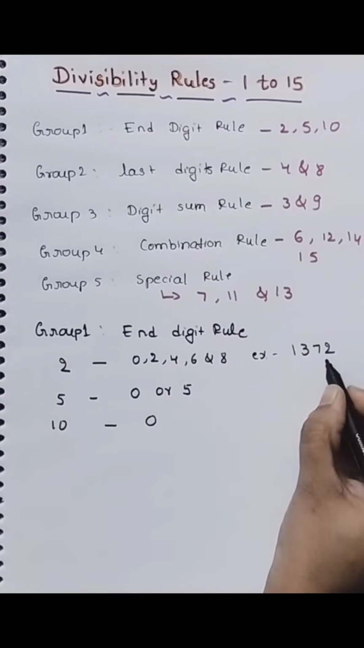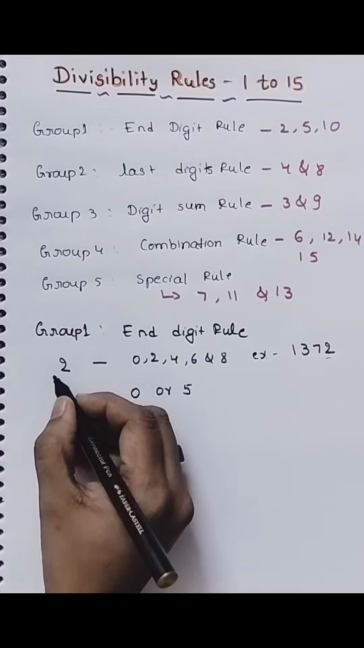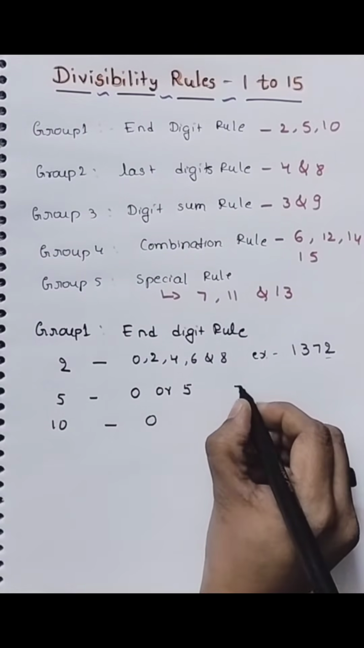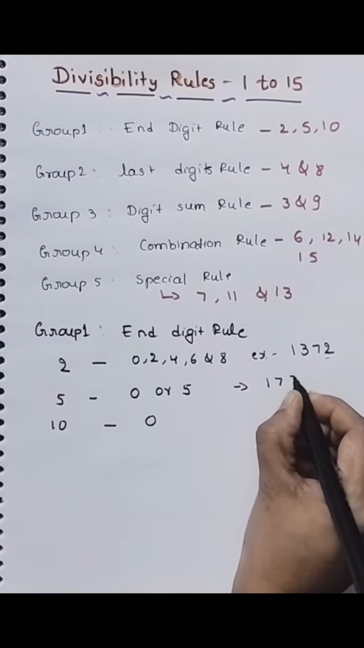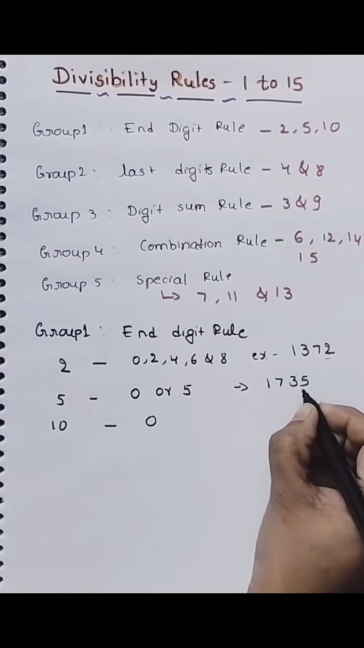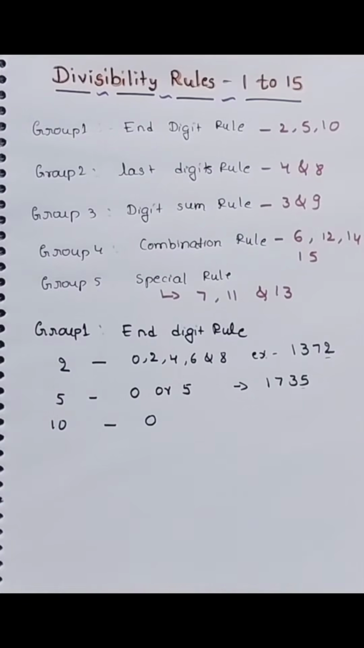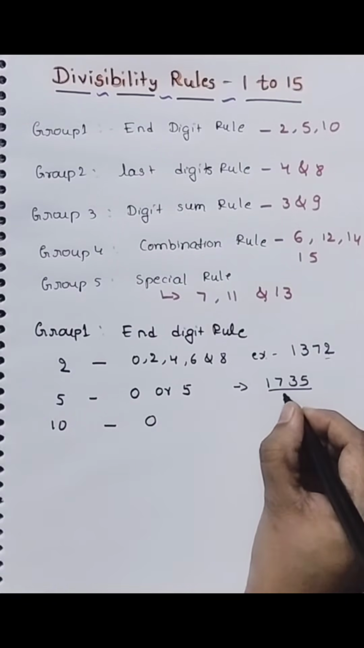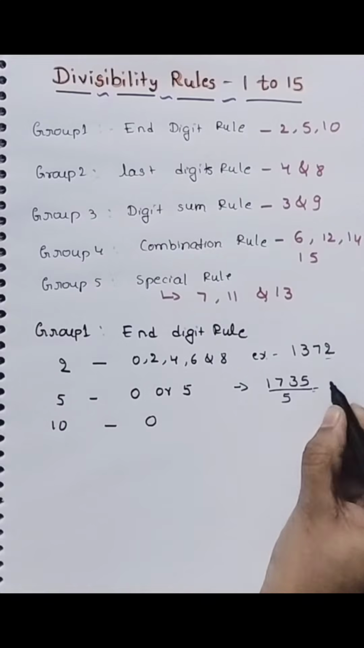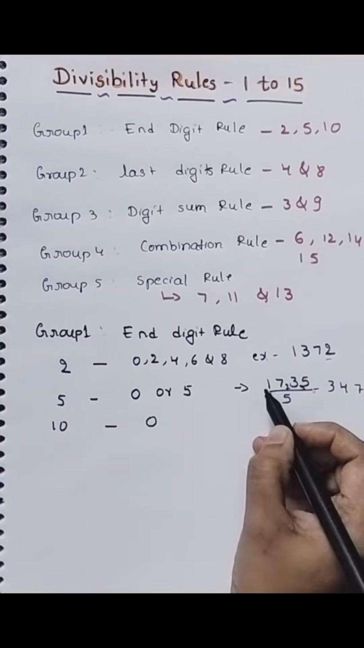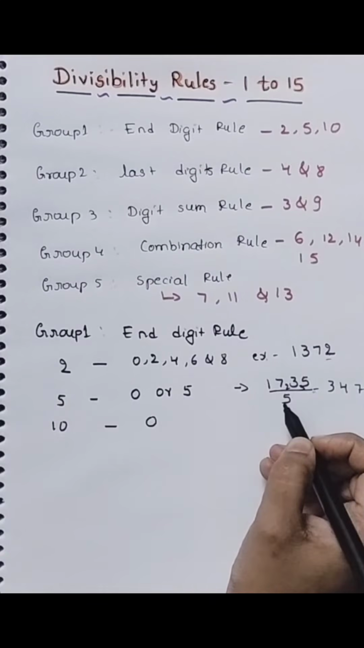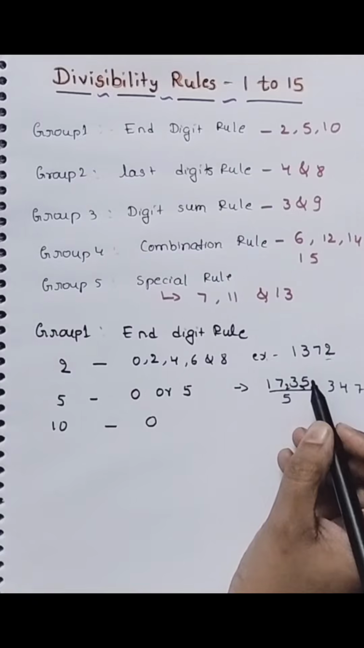So for example, if you take 1372, the end digit is 2, so this number will go with 2. For 5, let's consider the example of 1735. The end digit is 5, so this number goes with 5. Let's check that. If you divide by 5, 5 threes are 15, 2 carry, 5 fours are 20, 3 carry, and 5 sevens are 35. So we came to know 1735 goes with 5 without dividing, just by seeing the digit rule.